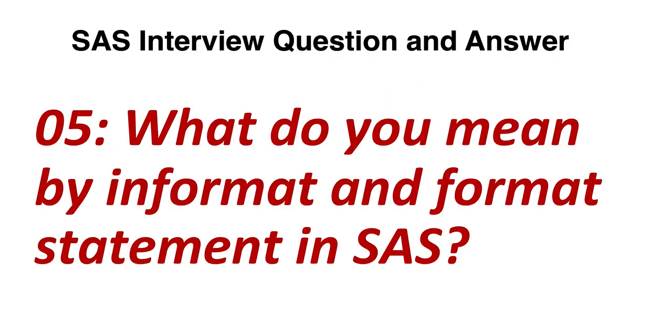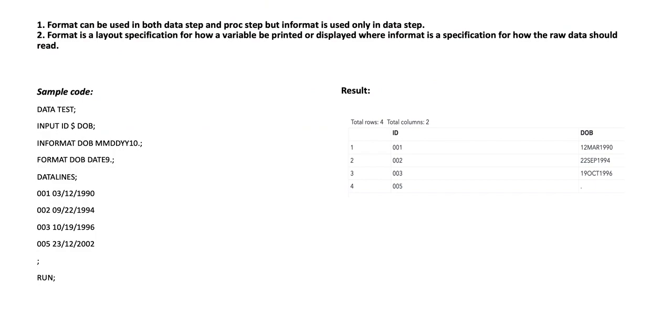SAS interview question and answer. Question number 5. What do you mean by informat and format statement in SAS? This question is asking about the differences between informat and format statements in SAS. There are the following differences. Number 1, format can be used in both data step and proc step, but informat is used only in data step. Number 2, format is a layout specification for how a variable is printed or displayed, whereas informat is a specification for how the raw data should be read.